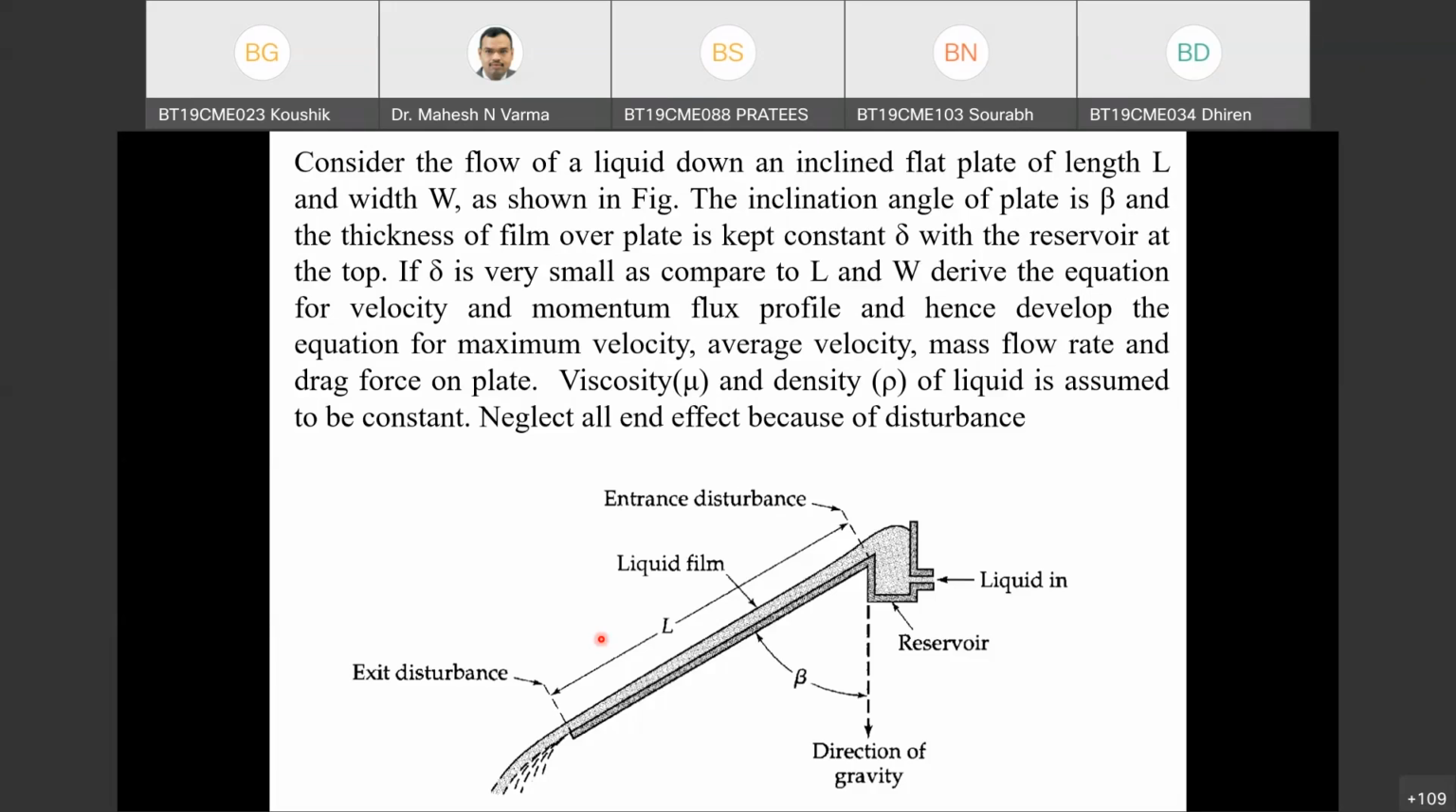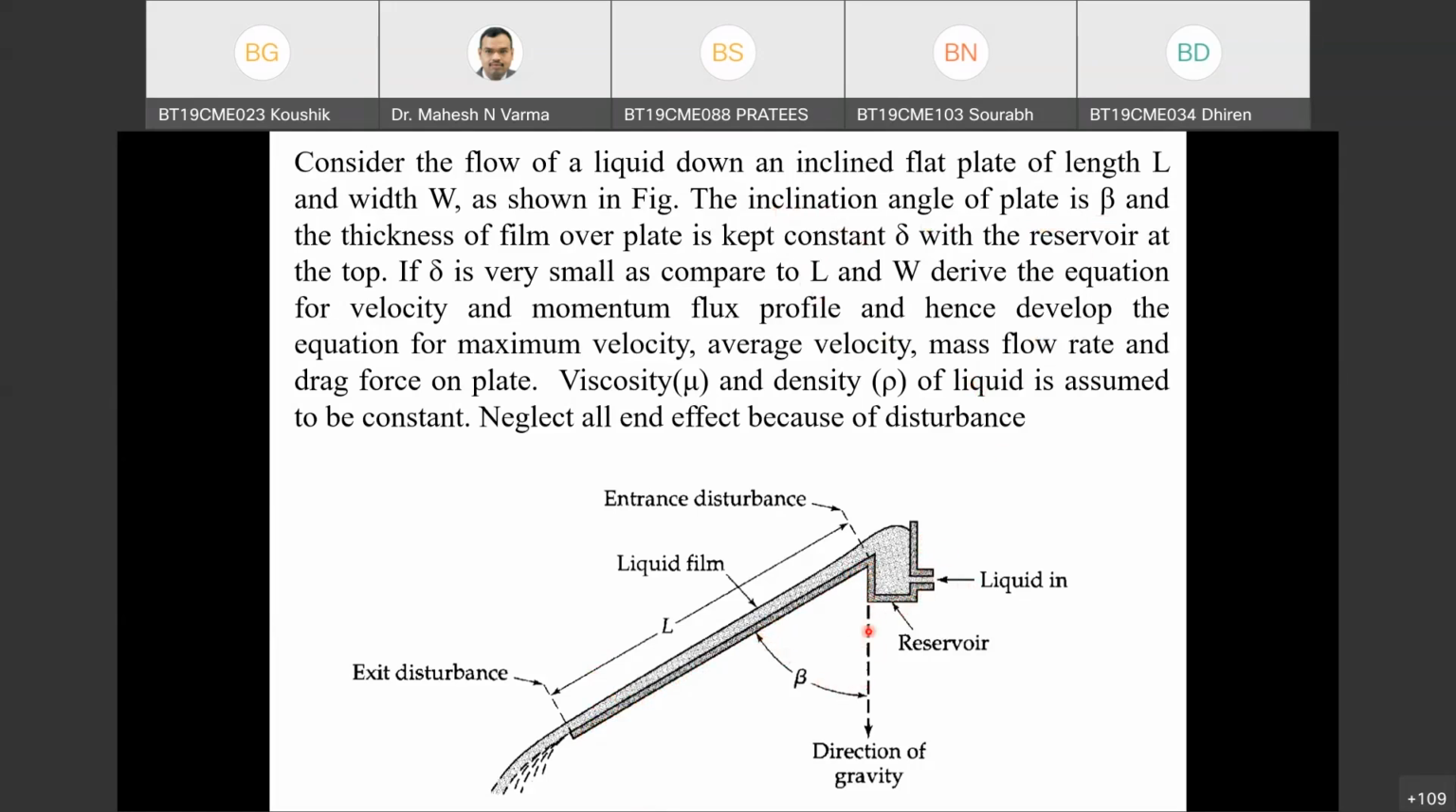Consider a flow of liquid down an inclined flat plate of length L and width W as shown in figure. So this is inclined plate, you can see. So lower line, this line and this line, it is showing an inclined plate, and this is the reservoir.